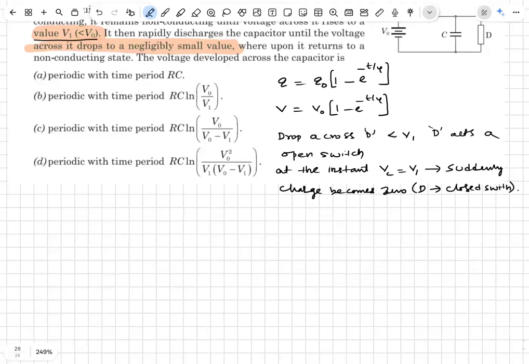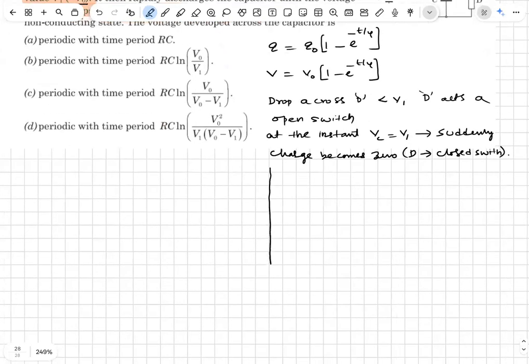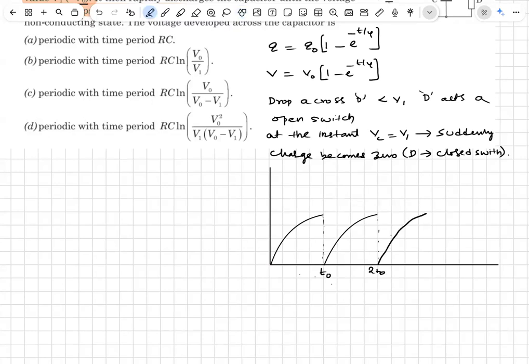Thereafter, the same process is repeated, which means I wish to show you this behavior in a graph. For example, it took t0 seconds to reach a potential drop of V1 across the capacitor. It's a normal graph like this. Now, sudden discharge happens at some time t0. Again, to t0. Again, sudden discharge at 3t0. And so on.